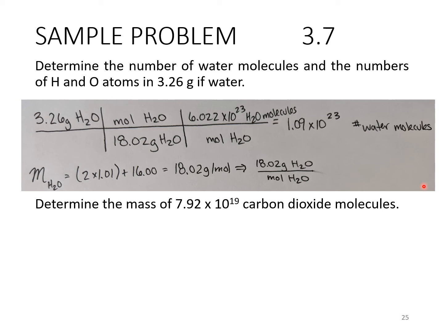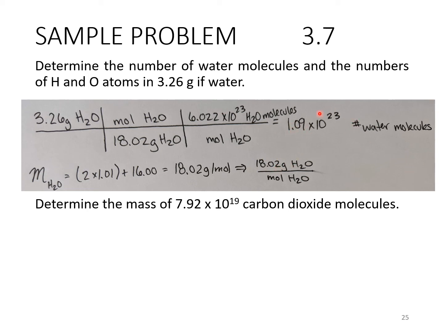I'll ask that this makes sense. Well, I see that it's 18 grams of water per mole of water. We have less than 18 grams of water, so we should have less than 6.022 times 10 to the 23rd H2O molecules. And we do, right? It's about 6 times less. This 3.226 is about 6 times less than 18. So yeah, this is about right, okay?